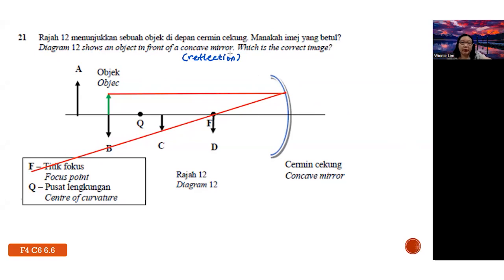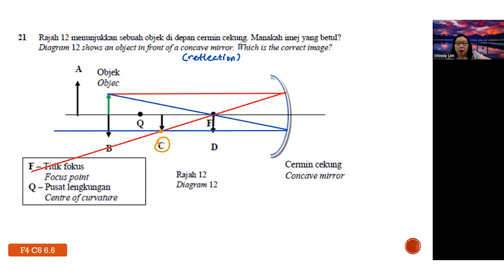Then another ray that you can form for the mirror is you strike to the focus point and then it goes out parallel. So actually we have the answer already. Notice the intersection point between the red and the blue color is where the image forms. So the answer is C.